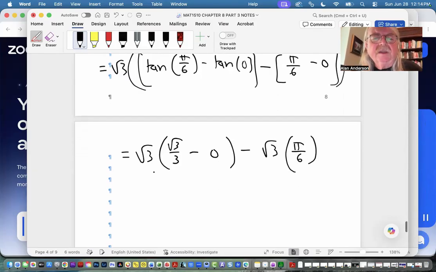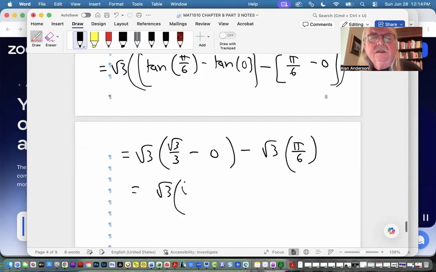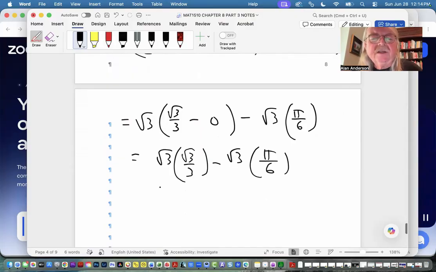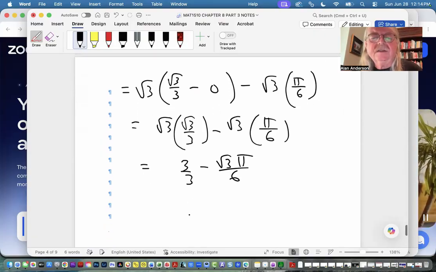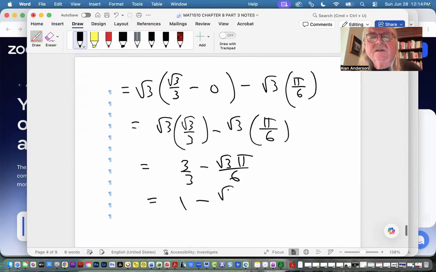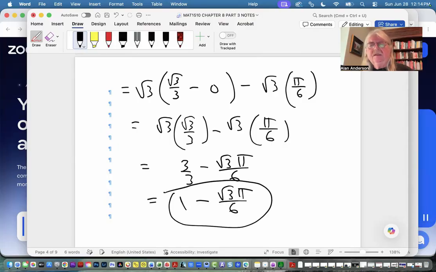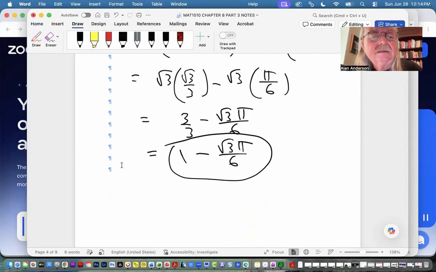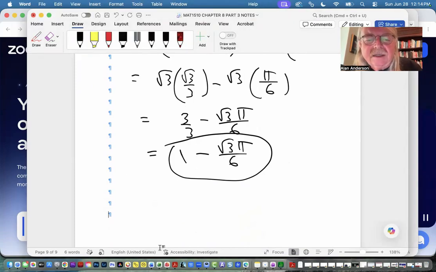And we ultimately end up with, and so finally, after all that, now, of course, here, this becomes 3 over 3. And our final result is 1 minus radical 3 pi over 6. Wow. Boy, that was pretty tough, but we got it. It's there.